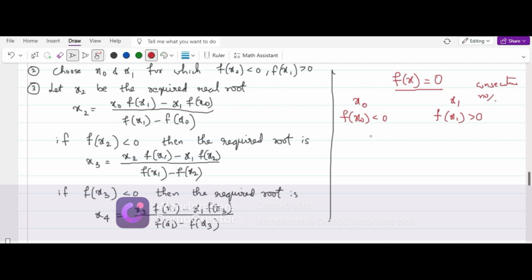Here x0 and x1 are two consecutive numbers, like 2, 3, 4, 5. They are consecutive numbers. So I can say that x lies between x0 and x1. f of x0 is less than 0 and f of x1 is more than 0, and that means the root of f of x equal to 0 lies in between. Using Regula Falsi, I calculate the second approximation x2, that is x0 into f of x1 minus x1 into f of x0, whole divided by f of x1 minus f of x0.